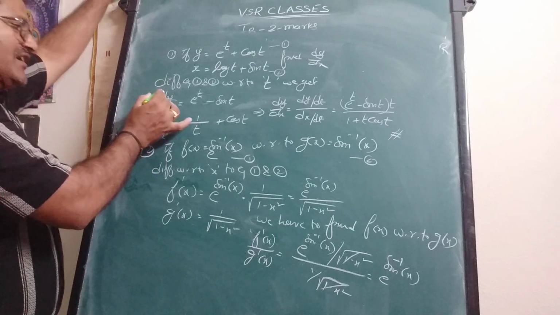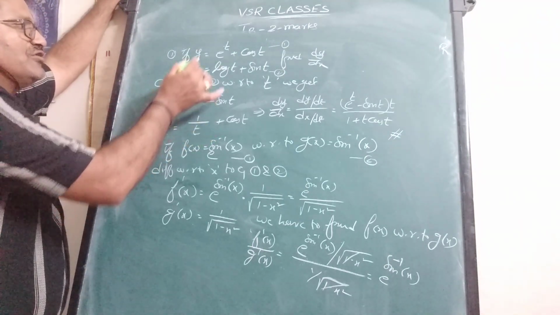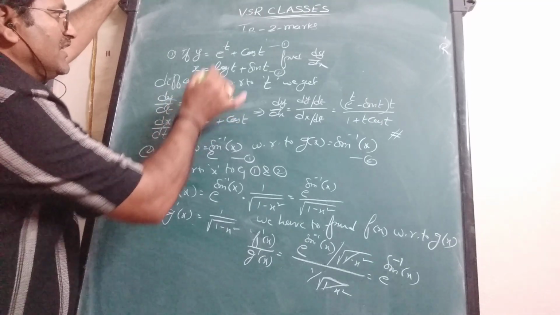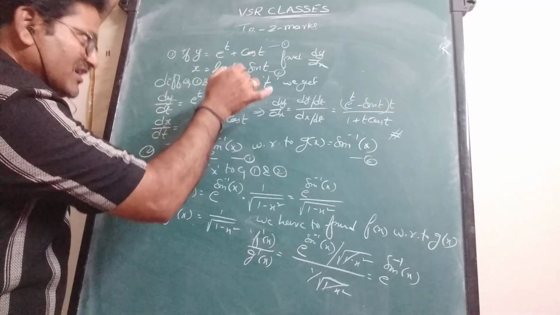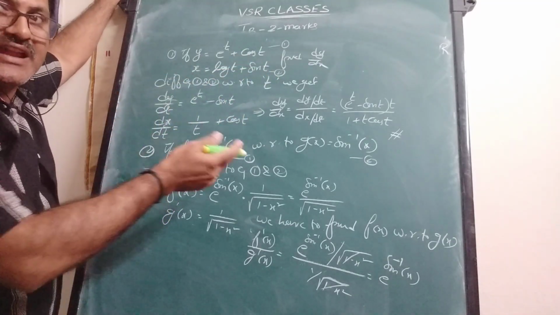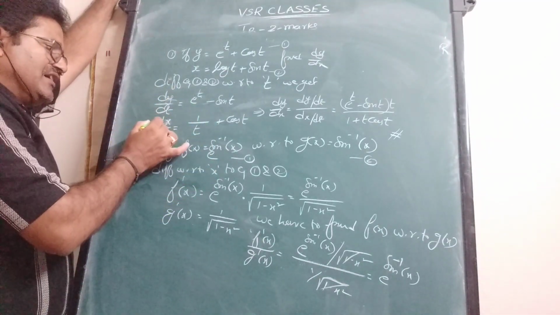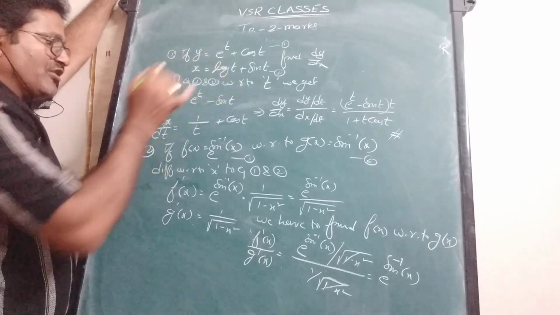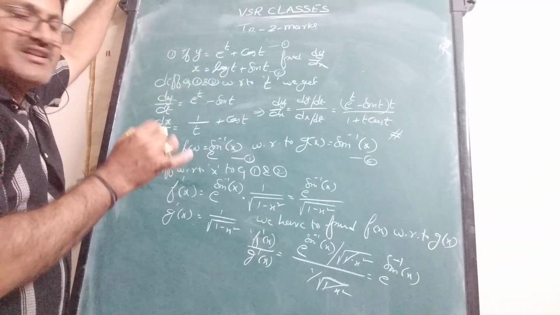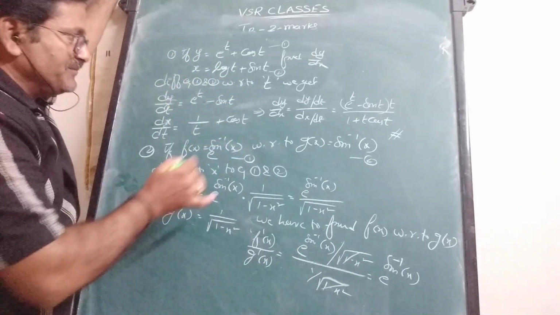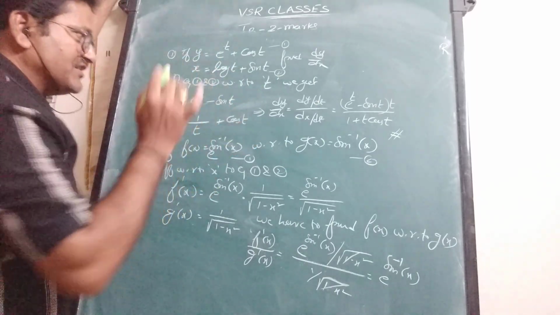Due to that reason, dy by dt is equal to derivative of e power t, which is e power t, derivative of cos t is minus sin t. Directly I am writing. Okay, you can write like this also. Why? Because it's a 2 marks question. dx by dt, what is the derivative of log t? 1 by t, plus derivative of sin t, which is cos t.